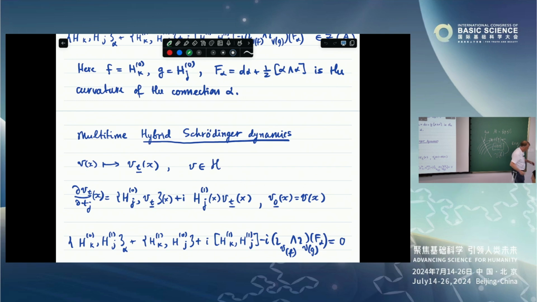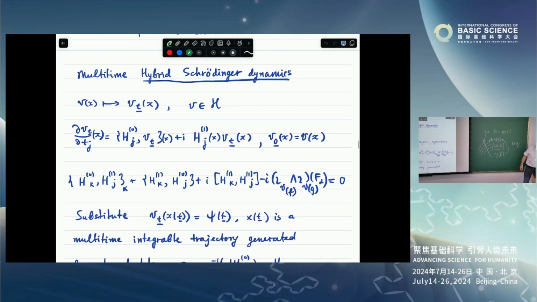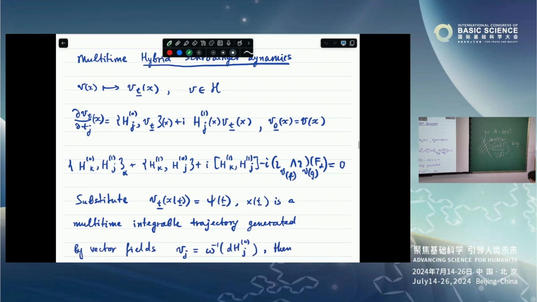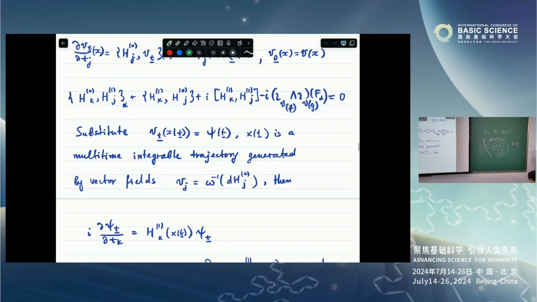So the condition is that the Poisson bracket of H0 and H1, the commutator, equals what we get when we substitute the Hamiltonian vector fields generated by H0k and H0j into the curvature of our connection alpha. So this is the hybrid dynamics. Then, using an idea from the method of characteristics, we compute the section along the classical trajectory. Here xt is the multi-time trajectory generated by our vector fields.